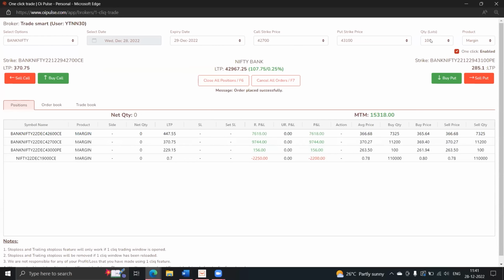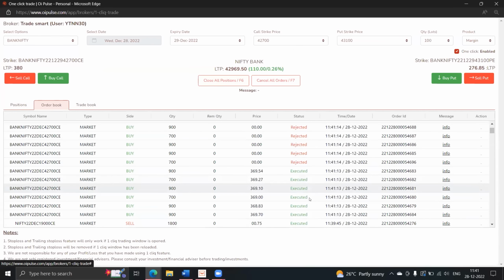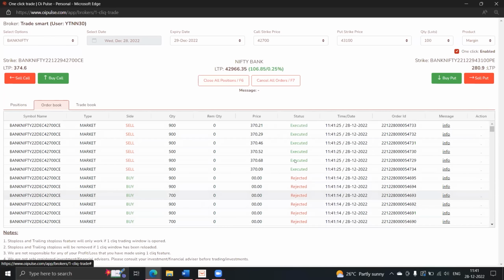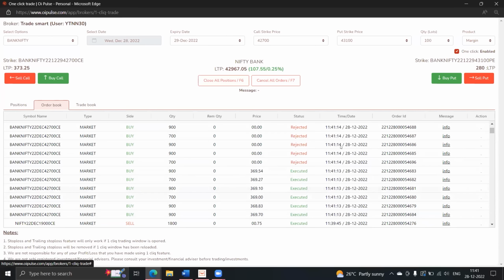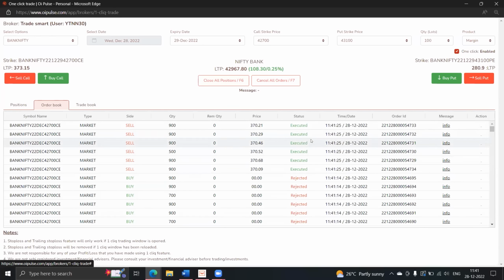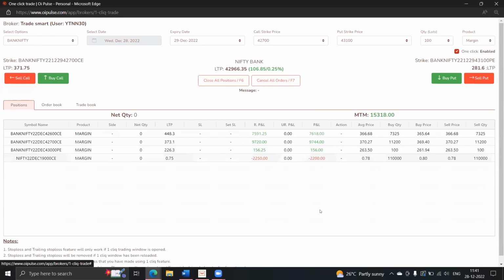You are buying large quantity as well at 100 lots. How many seconds did it take for me to enter and exit? Some of the orders got rejected because we had ordered more than what we'd be able to do. But entry and exit 11:41:13, 11:41:25, in and out. You wanted a quick exit, entry and exit. Done.